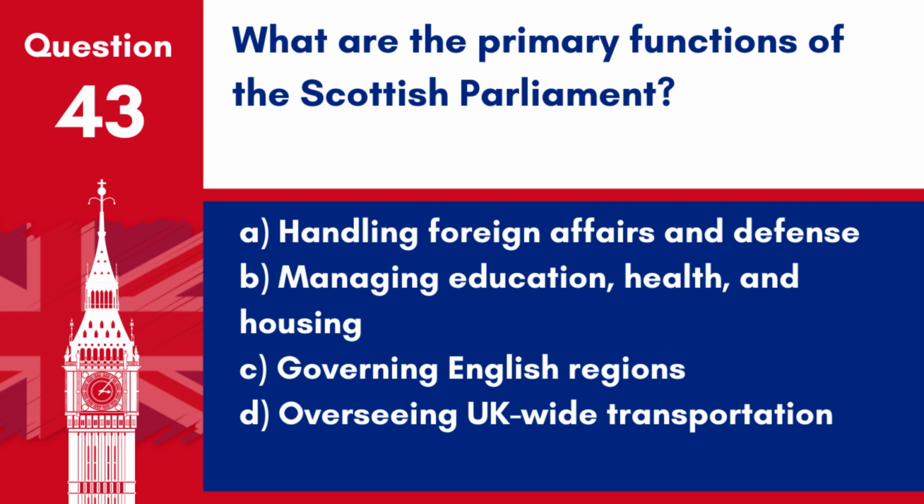Question 43. What are the primary functions of the Scottish Parliament? A. Handling foreign affairs and defence. B. Managing education, health and housing. C. Governing English regions. D. Overseeing UK-wide transportation.